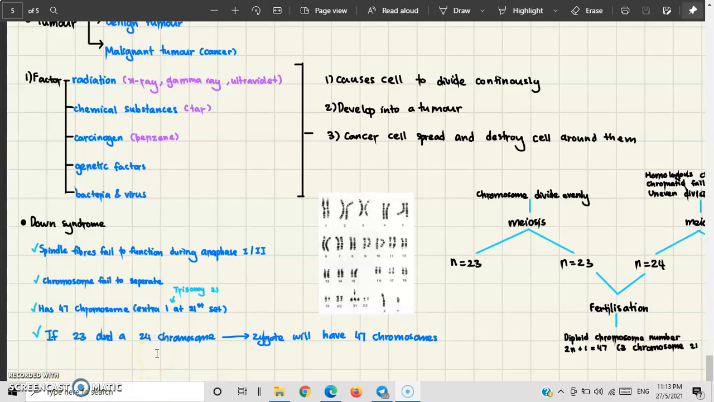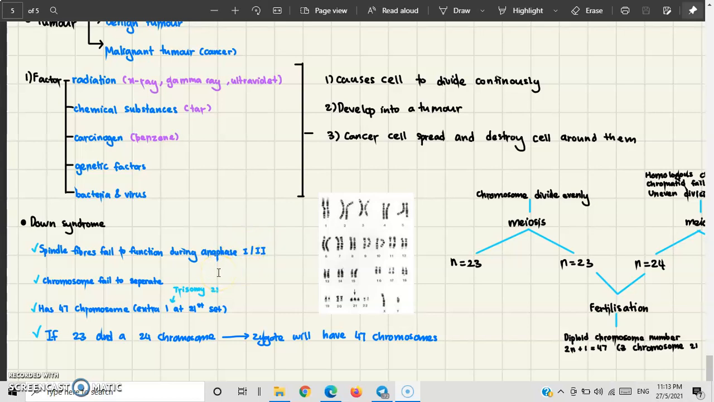Okay, so what happened to the Down syndrome person? It happened because the spindle fiber failed to function during anaphase 1 or anaphase 2. And then what happened? Chromosomes failed to separate, either during anaphase 1 or in anaphase 2.